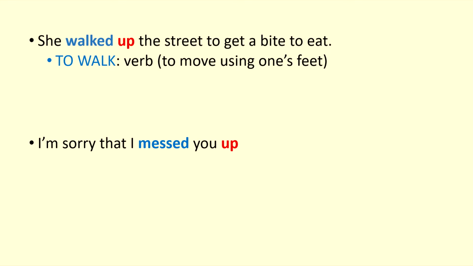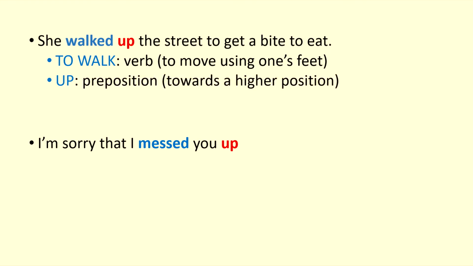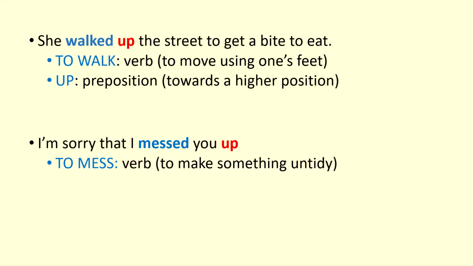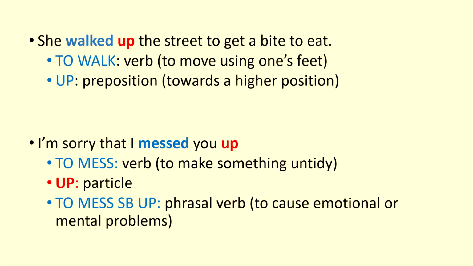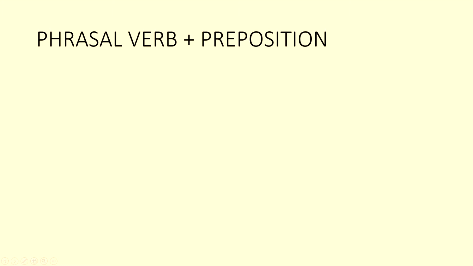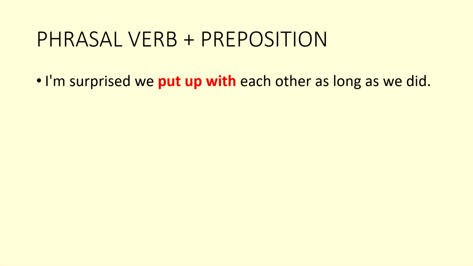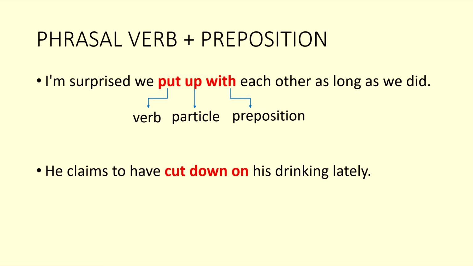In the first example, we can see that up only shows the movement of the verb, so we cannot call it a particle, and this verbal combination is not a phrasal verb. In the second example, up changes the meaning of the verb to mess, then we can call it a phrasal verb. Sometimes the phrasal verbs are combined with prepositions, now being called three-word verbs, just like put up with, in which we have a verb, a particle, and a preposition. Then we have cut down on with the same three parts.